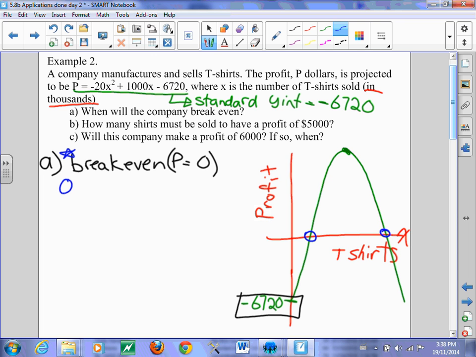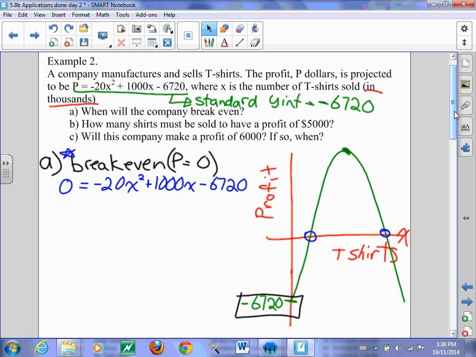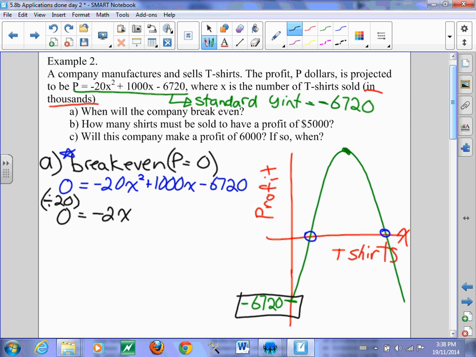That's great, because then as soon as we've got one side equal to 0, we can solve. So we've got 20x squared plus 1,000x minus 6,720. Looking at these numbers, folks, we got a lot of big numbers. So let's look to divide through every term by 20. So you get 0 equals negative x squared, my fault, plus 50x, and then when you divide through, it's going to be negative 336.